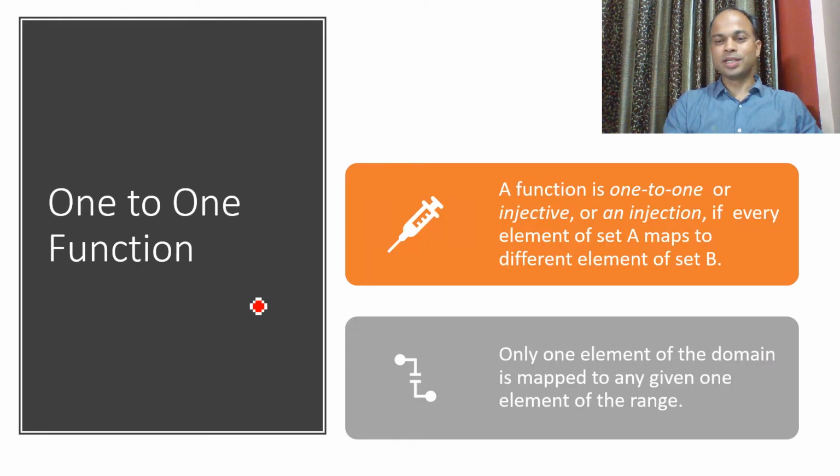If we talk about other important terminologies of the function, then these terminologies are one-to-one, onto, and bijective. What are these? We are discussing them one by one. If we talk about the one-to-one function first, then every element of set A maps to different elements of set B. Then this concept is called one-to-one function.